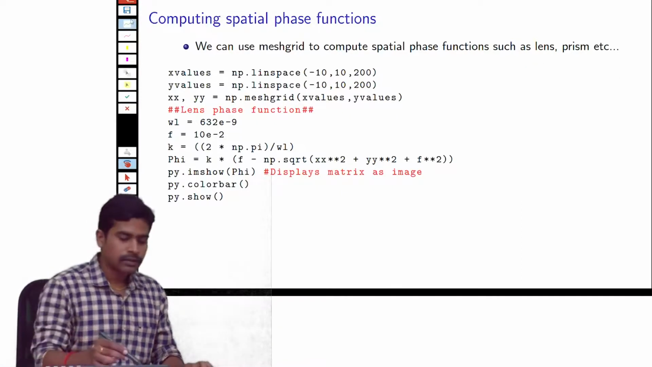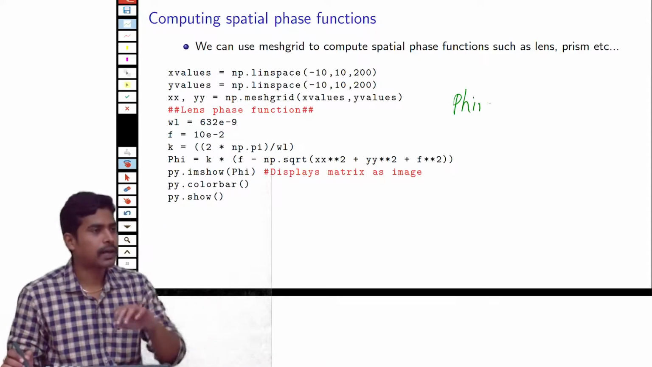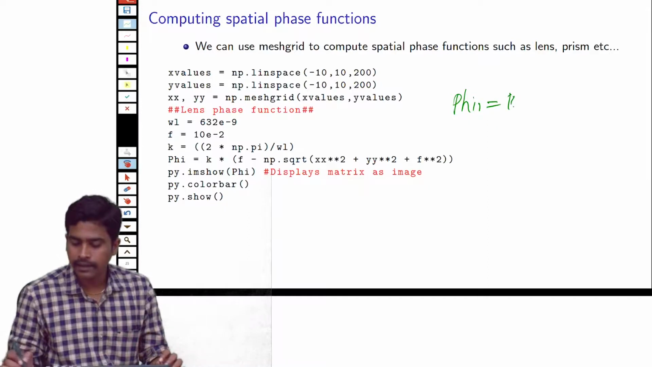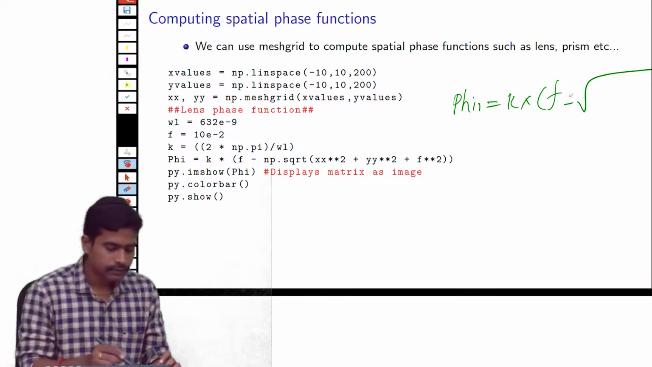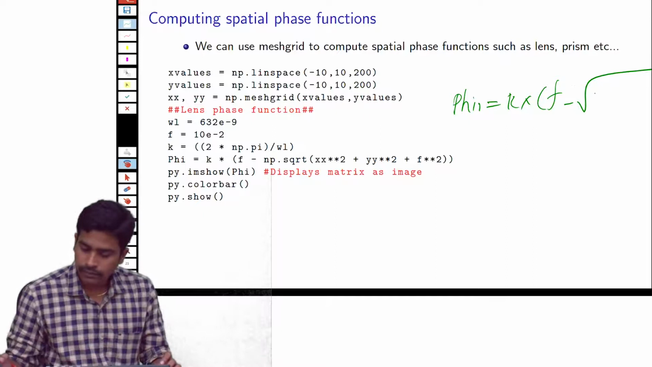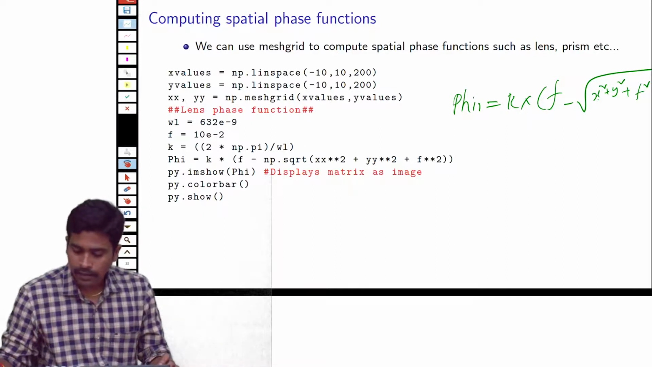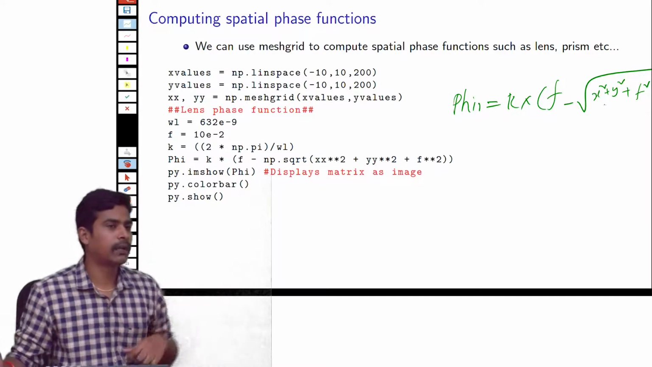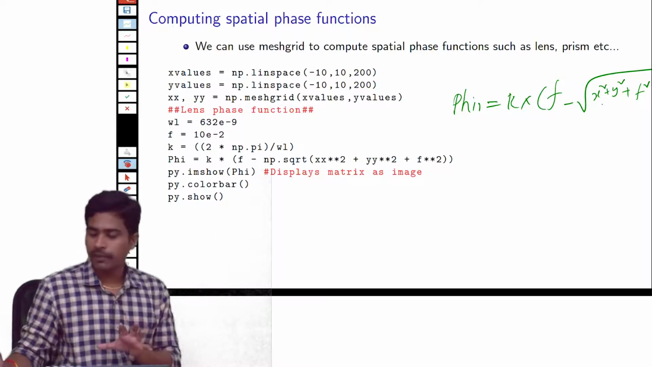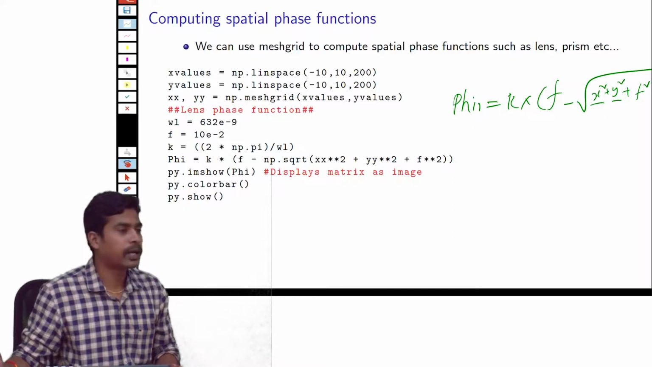For the case of a two-dimensional lens, the equation is the same, but the phase is given by k into f minus the square root of x square plus y square plus f square. In the earlier case we saw the phase variation only in one direction, which is y, but in this example we want to see the phase variation overall in 2D. So for that we have to add both x square and y square.